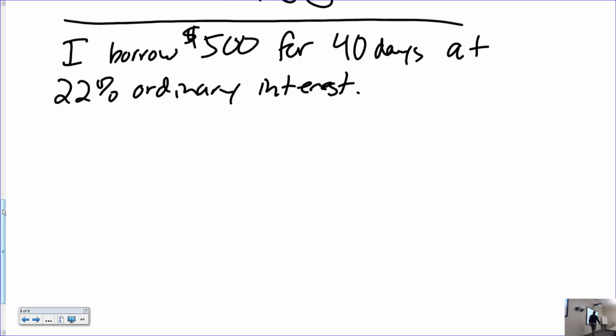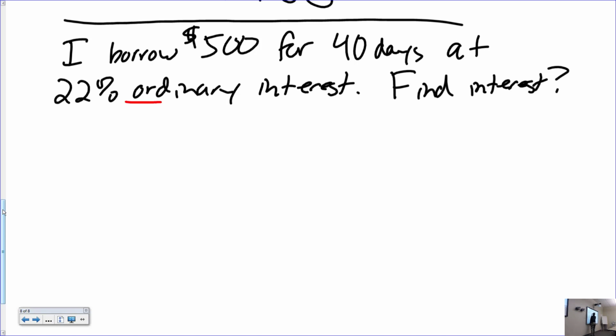What's the interest on this? And now here's the thing, folks: when you start getting into days, this is when you have to determine which number of days am I using, 365 or 360. Now, in this particular one, which one am I going to use? 360. And why am I going to use 360?